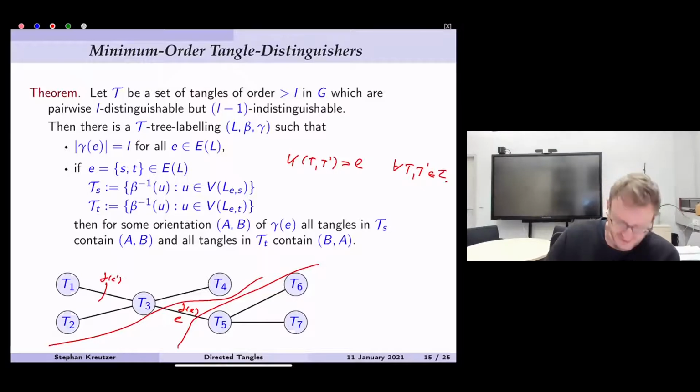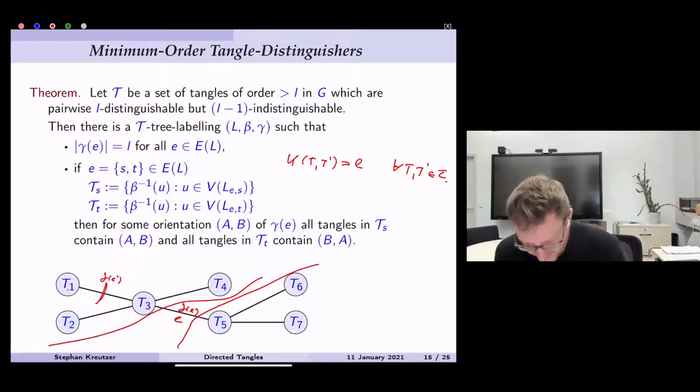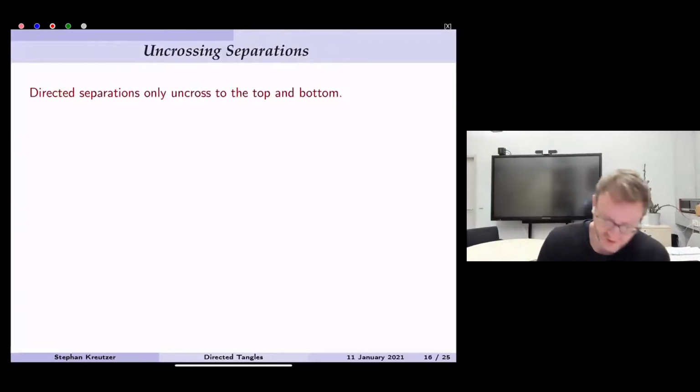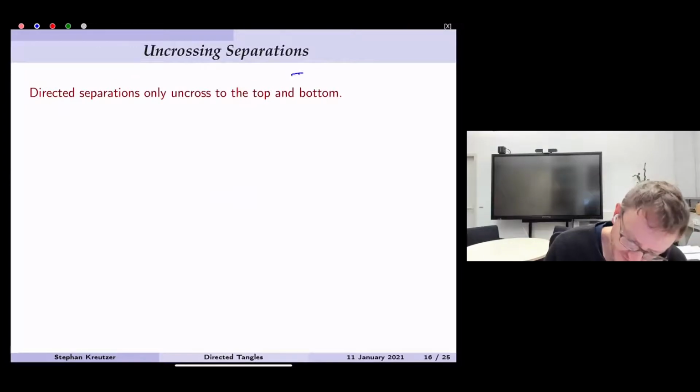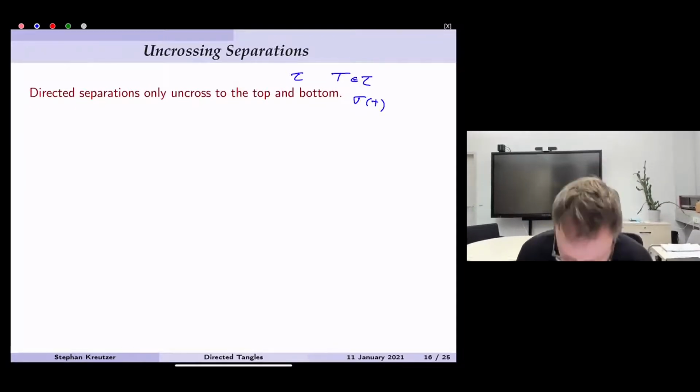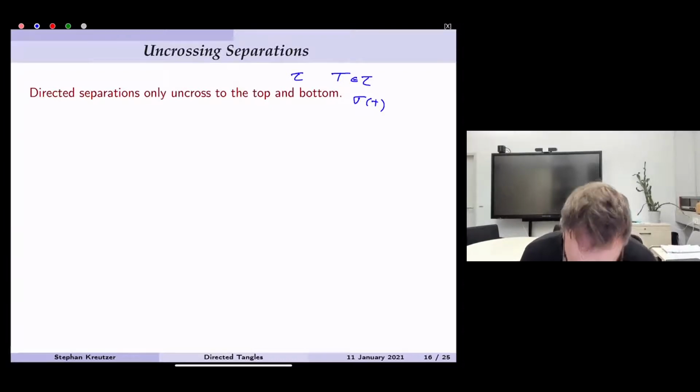Yeah, and let's say if you look at T1, then this separation here must distinguish T1 from everyone else. Yeah? And same for all the other tangles and edges here. And so what we just do is we start with the set T, and then for every tangle T from our set, we take a separation, let's call it sigma of T, which distinguishes T from the rest. Yeah, so that would be the idea.